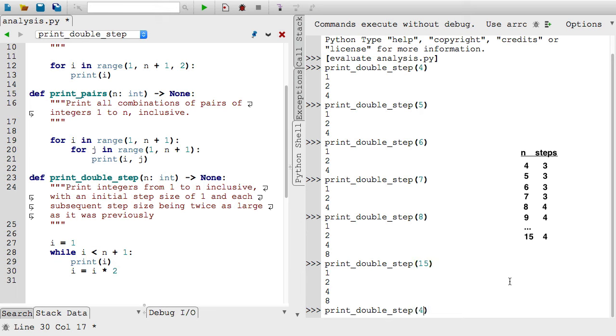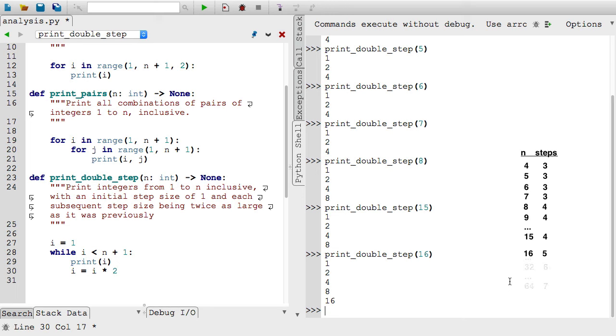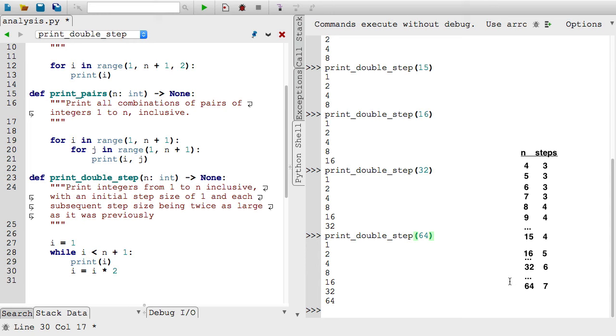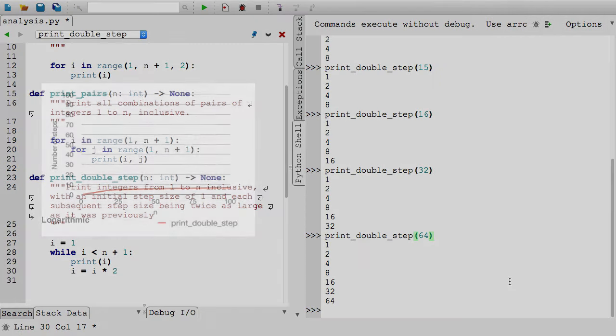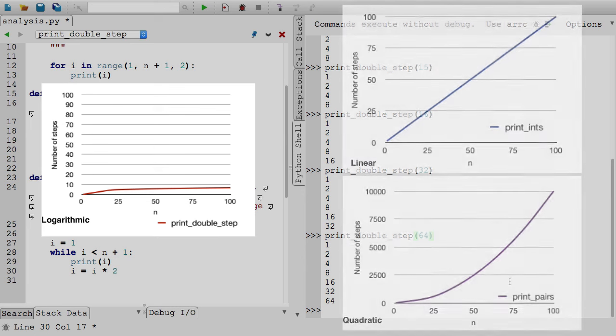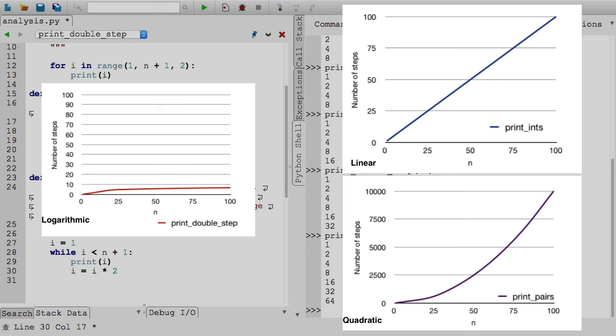It's only when n refers to 16 that there would be a 5th int printed. And then when n refers to 32, twice that, 6 would be printed. When it's twice that, 64, 7 would be printed. Every time n is doubled, an additional integer is printed. For the previous function, we said the number of steps is equal to n squared. For this function, the number of steps is proportional to log base 2 of n. This algorithm is logarithmic. As the size of n grows, the number of steps grows more slowly than it did for the linear and quadratic algorithms.